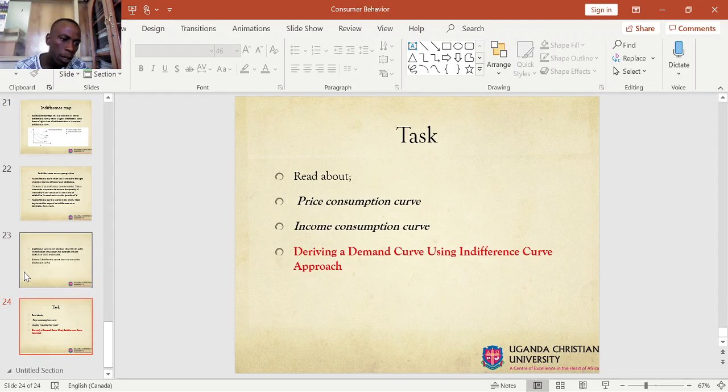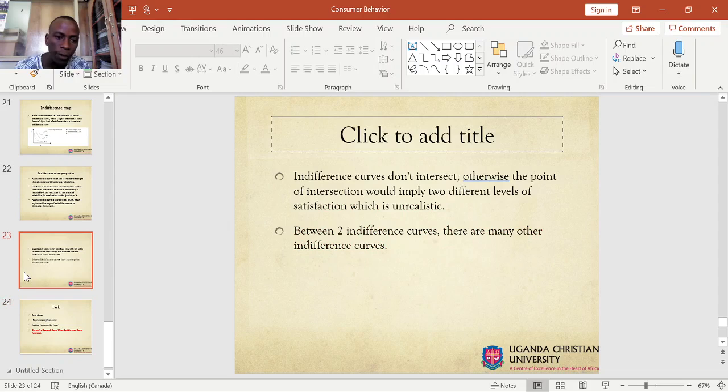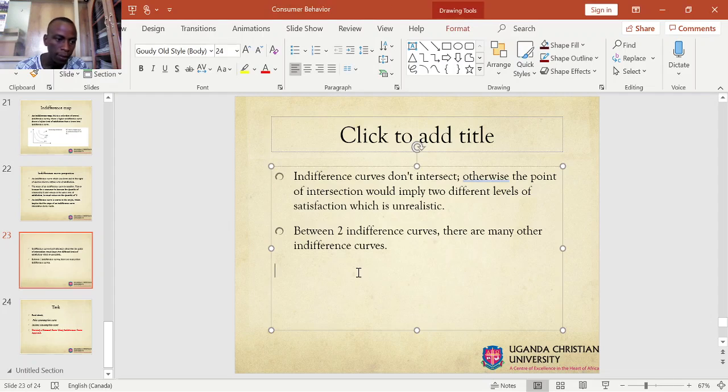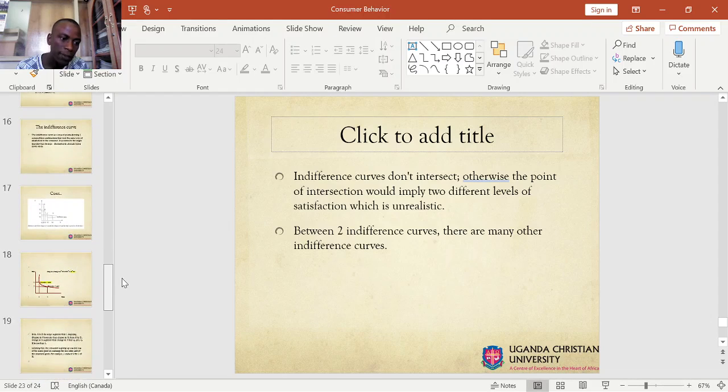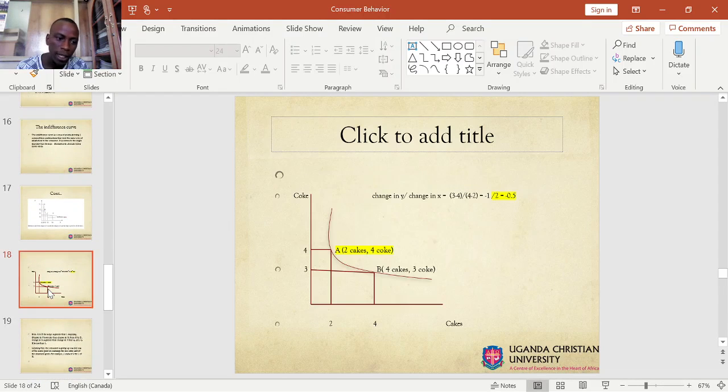But before we go, I'm going to talk about the element of indifference curves not intersecting, where we're saying that indifference curves should not intersect. I'm going to illustrate that. What happens if they intersect? Why are we saying they shouldn't intersect?